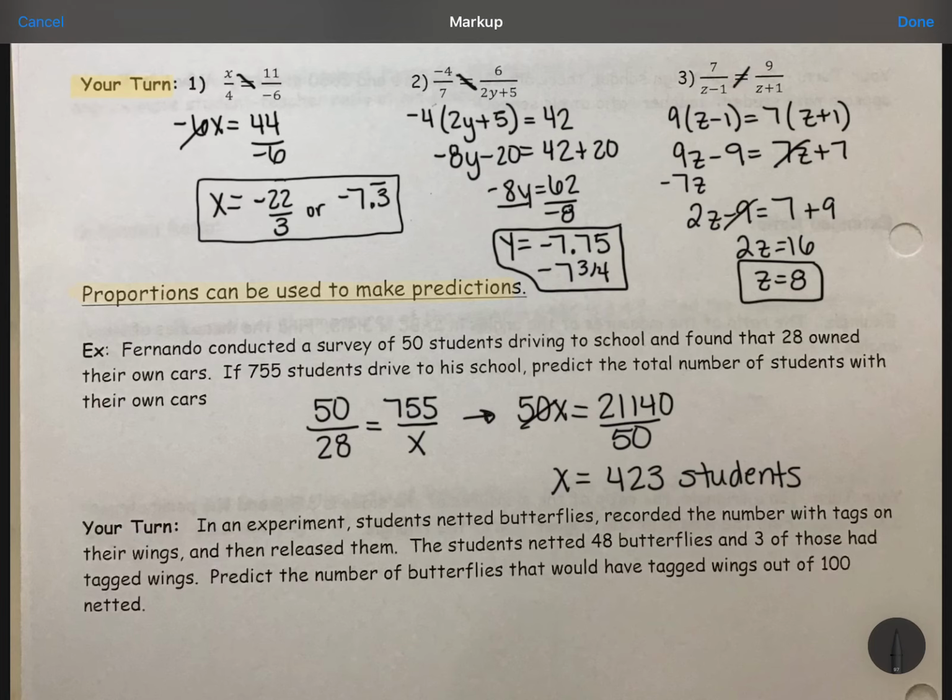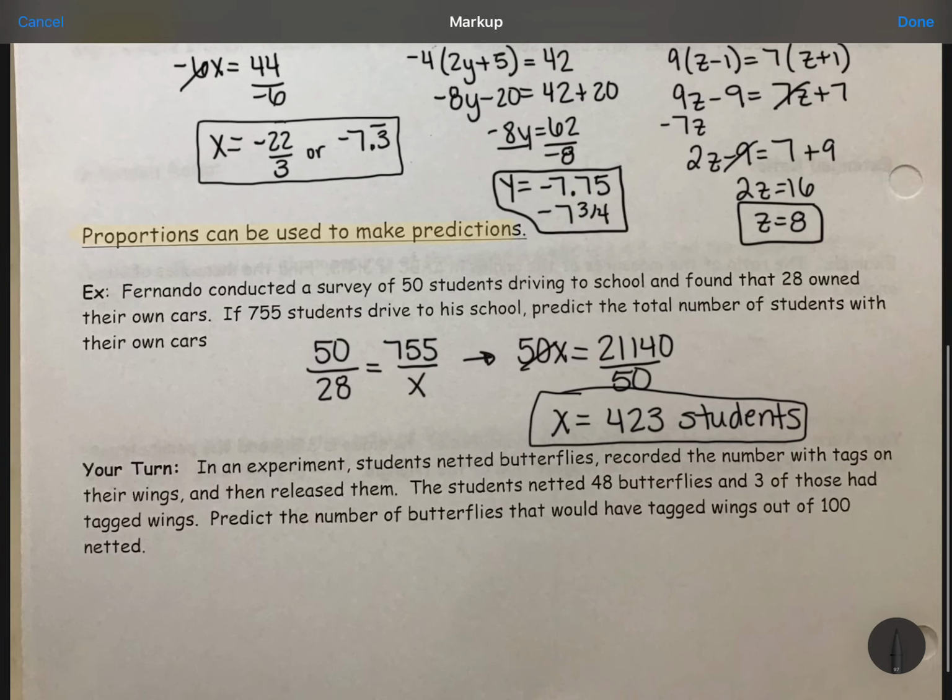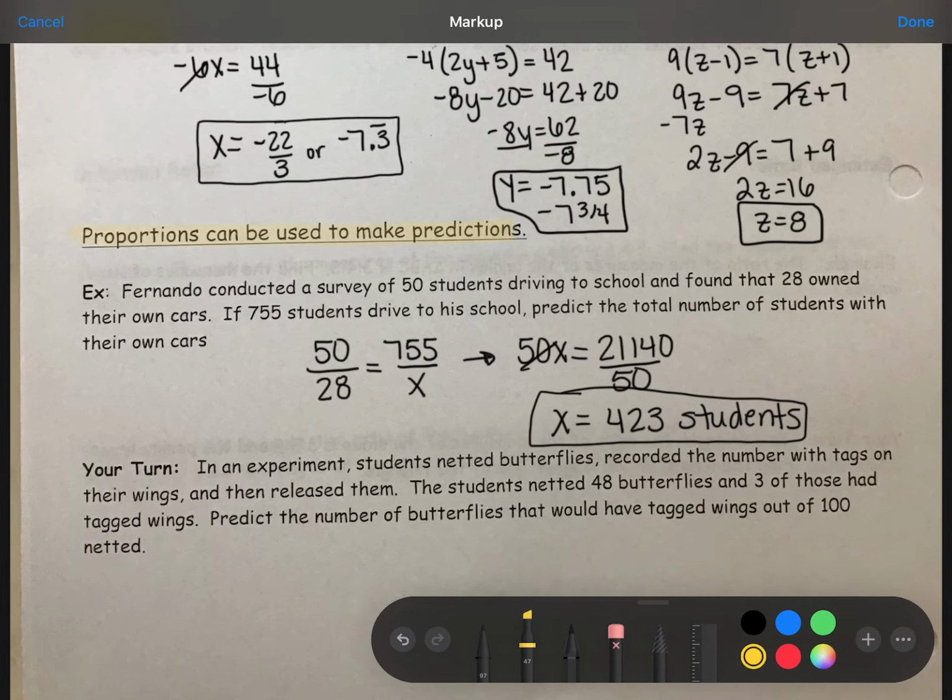It's not anything that is probably real, but he's just using the data that he collected. And of course, I rounded up from 422.8 if you put that in your calculator because you can't have 0.8 of a student. So we round up when we're talking about people. All right, so you can pause the video and try the your turn.